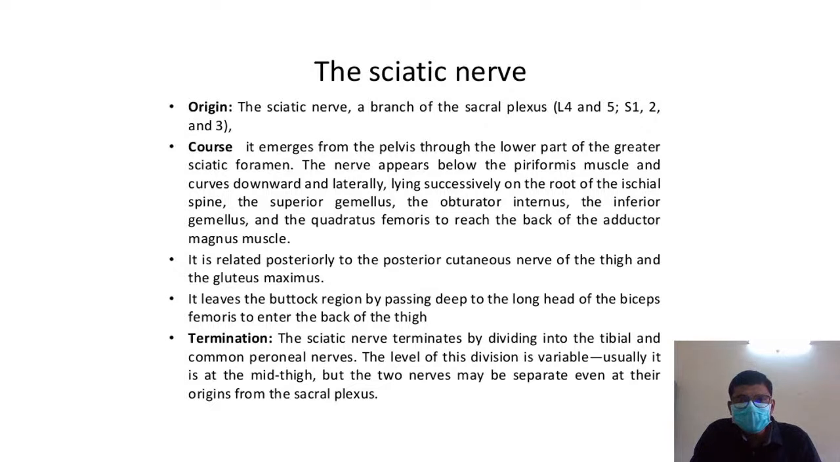It emerges from the pelvis through the lower part of the greater sciatic foramen, as we were reviewing, which comes below the level of the piriformis muscle, and then it curves downwards and laterally, lying successively on the root of the ischial spine, the superior gemellus, the obturator internus, the inferior gemellus and the quadratus femoris, to finally reach the back of the adductor magnus muscle.